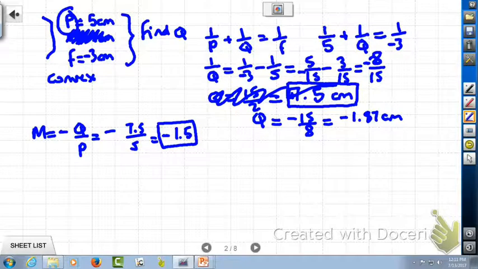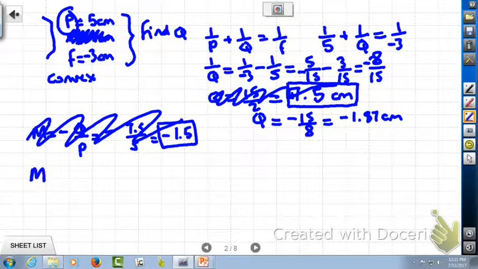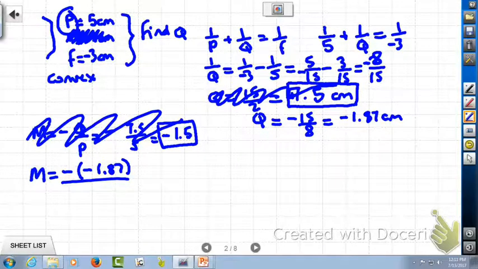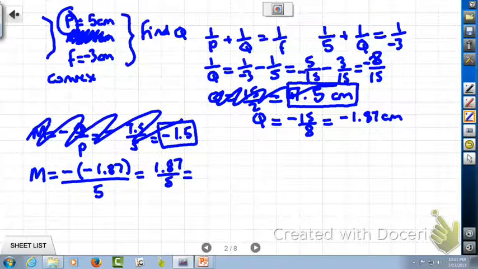Okay, and then when I take this over here, so I've got to start this all over again. So M is equal to minus 1.87 divided by my P. My P is plus 5, which equals plus 1.87 over 5, which equals basically negative 0.35. That's not right though. Let me just do the math and then I'll come back.